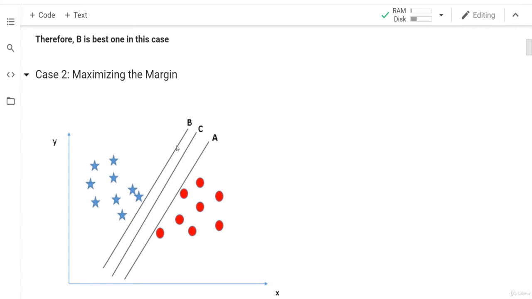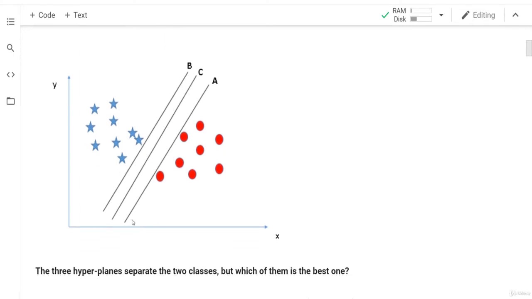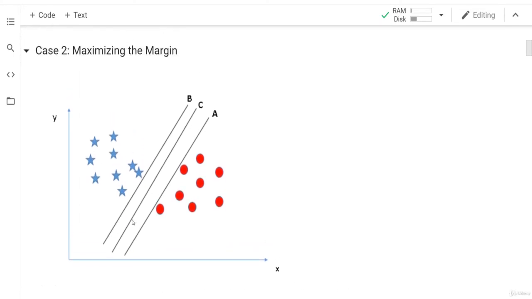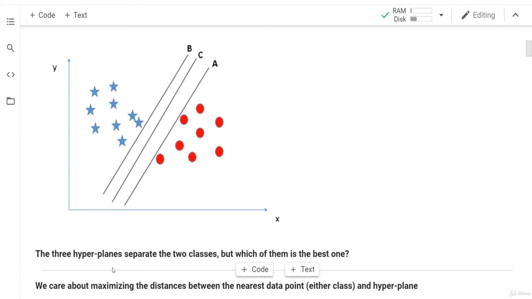If I ask you what is the best hyperplane to separate the two classes, the answer is also very clear. It's C. Why? It's pretty intuitive, because C is separating the stars from the circles better than A and better than B. This is called maximizing the margin. The three hyperplanes separate the two classes, but which of them is the best one?